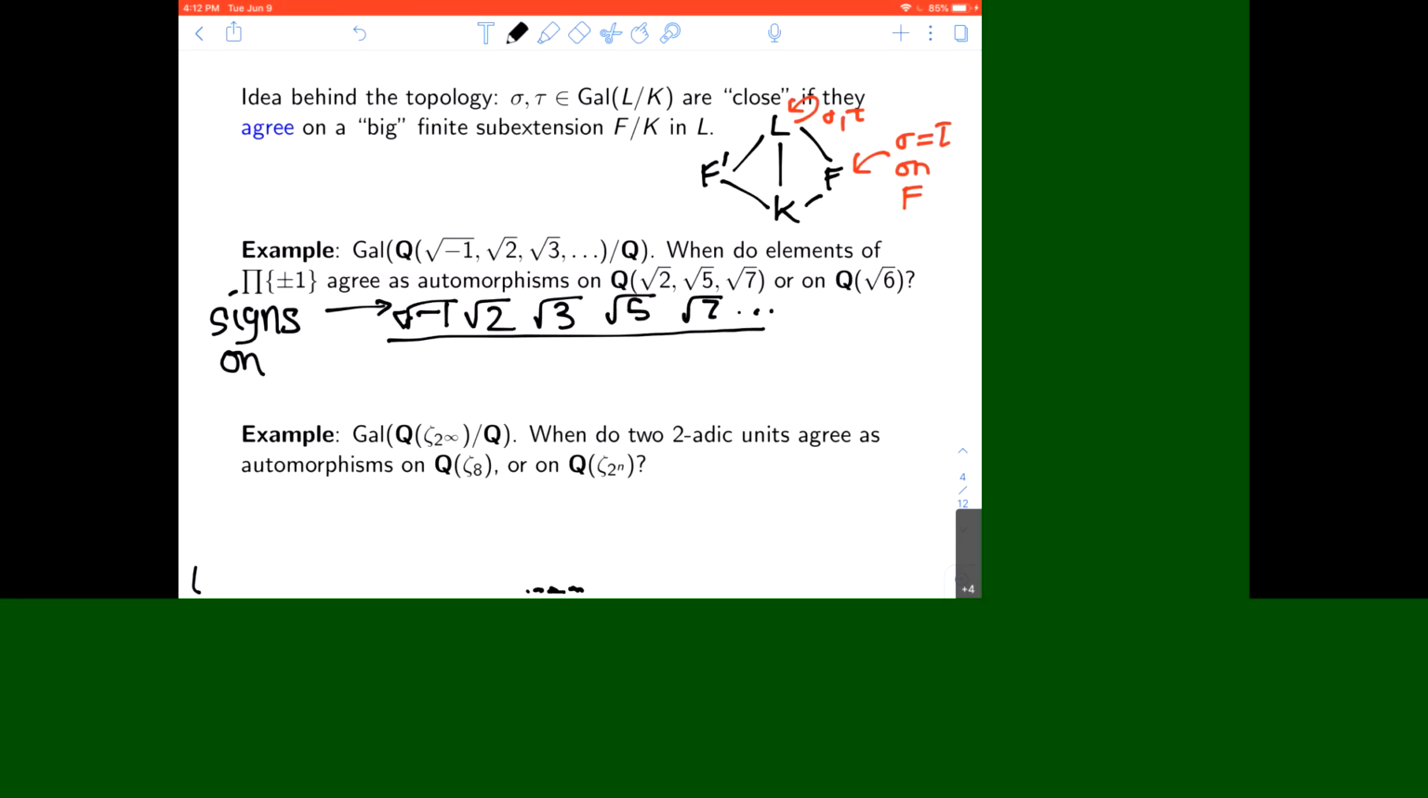all right. So, if I wanted to say two elements agree on that field, then what I have to do is tell you what happens on root 2, what happens on root 5, and what happens on root 7. I don't have to say anything anywhere else. It could be arbitrary. But if I put in some conditions, like it should change the sign on root 2, not change it on root 5, and change it on root 7, you give me some constraints there. Nowhere else, I don't care what happens. And the automorphisms that have that property on those three square roots, that'll cut out the idea of being kind of close as far as this finite extension is concerned.